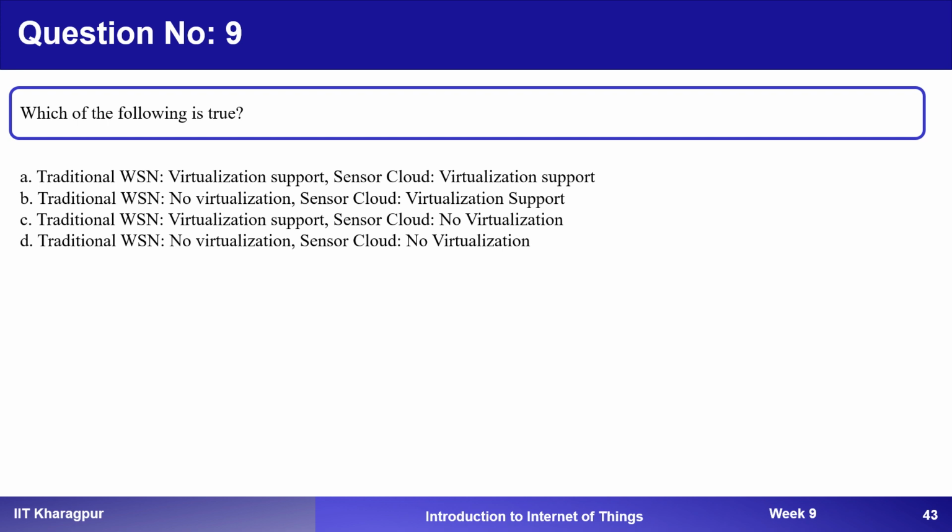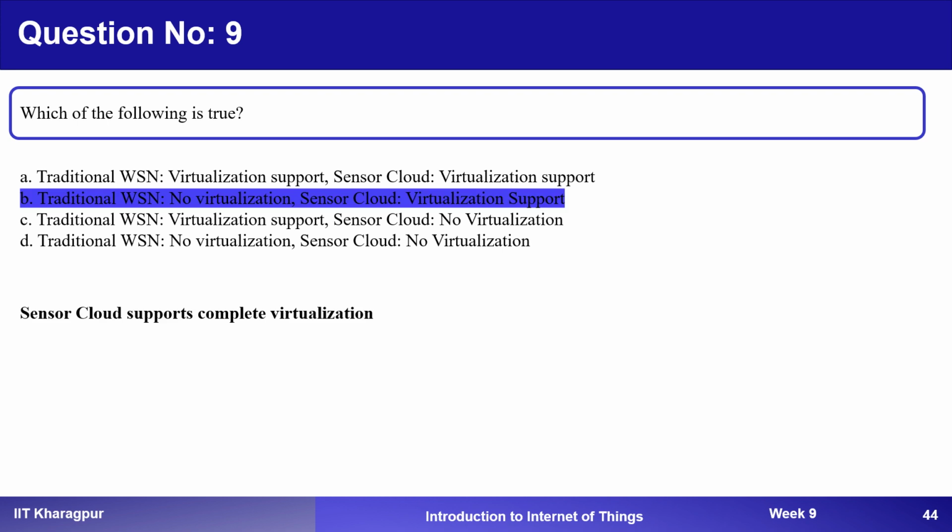Then what is the difference between your traditional WSN and sensor cloud? B, ma'am. Okay. What is the full form of WSN? Wireless sensor networks. So if there is virtualization in both cases, then what is the difference between your sensor cloud and traditional WSN? There will be no difference, because the main concept of your sensor cloud is virtualization only. Sensor cloud provides virtualization of the physical sensors. So option B is correct. In traditional WSN there is no virtualization, however in your sensor cloud there is virtualization of the physical sensors.